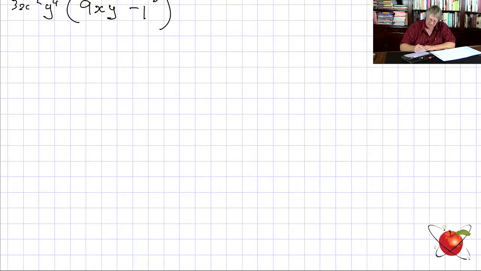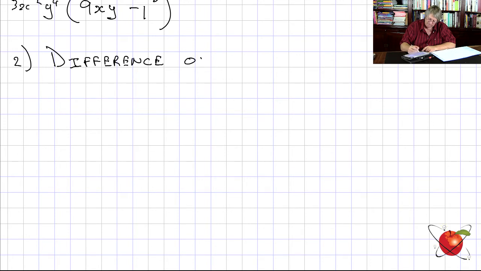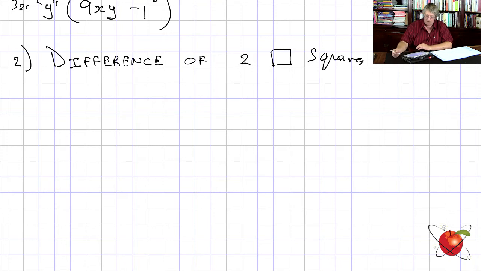This section is going to be called, it's the second thing in factorization, difference of two squares. Okay? Difference of two squares. Right. What do we do here? The difference of two squares?